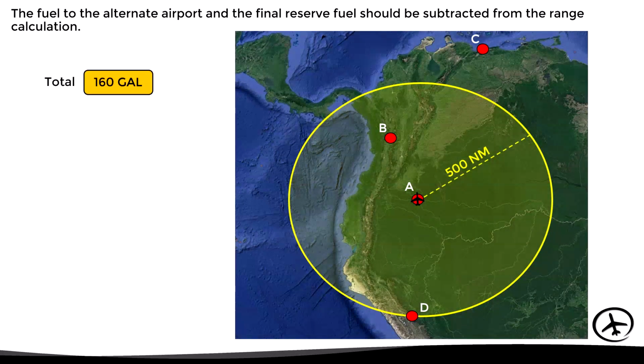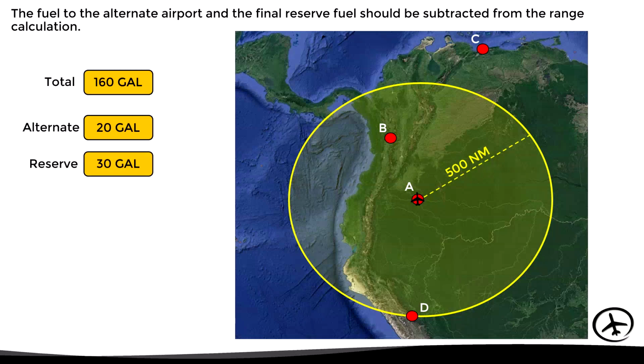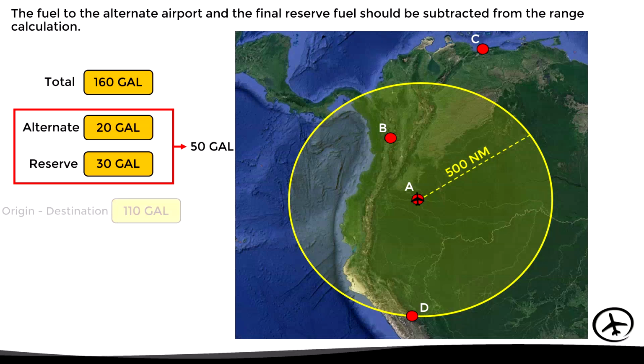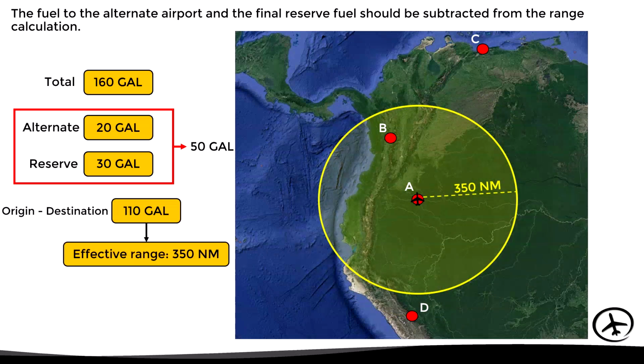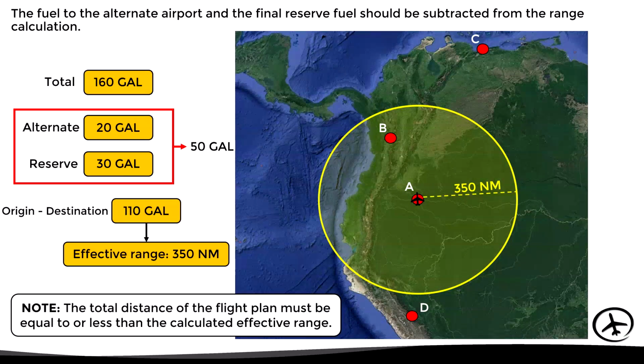So in the previous example, we had a total range of 500 miles with 160 gallons of fuel on board. However, let's say that from that fuel, we need 20 gallons to proceed to the alternate airport, and another 30 gallons for the regulatory reserve fuel. This means that we have to subtract 50 gallons from the original 160 gallons, resulting in a total usable fuel of 110 gallons from origin to destination, which in this case corresponds to 350 nautical miles of effective range. Now, with all this in mind, it is clear that it is not possible to legally fly to airport D, since it is out of range. So, in summary, the total distance of the flight plan must be equal to, or less than, the calculated effective range.